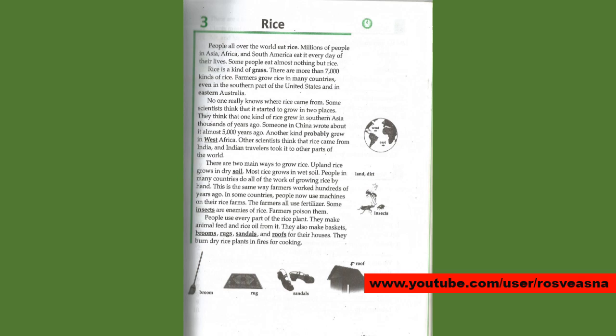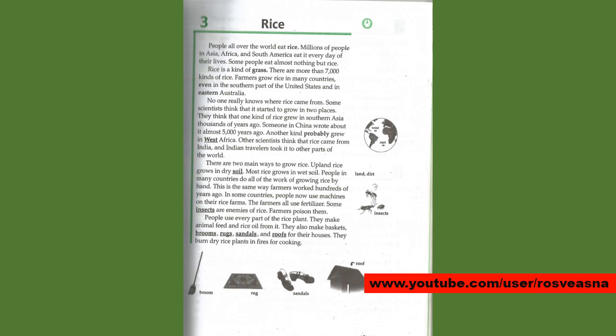In some countries, people now use machines on their rice farms. The farmers all use fertilizer. Some insects are enemies of rice. Farmers poison them. People use every part of the rice plant.